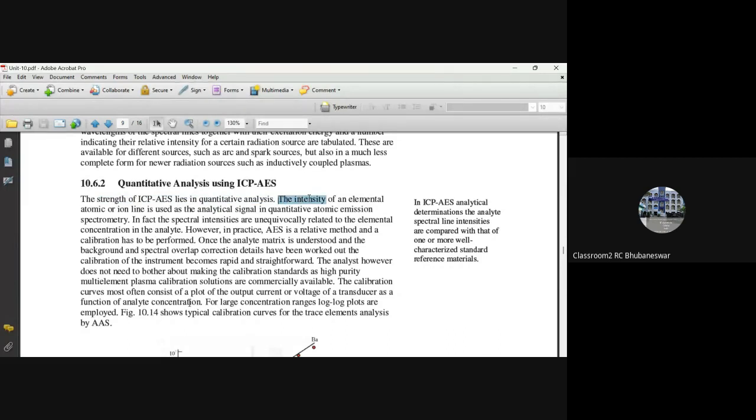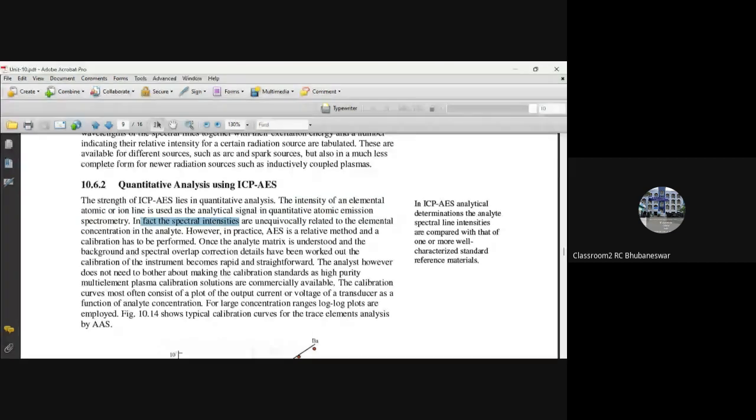So the intensity of an elemental atomic or ion lines is used as the analytical signal in quantitative atomic emission spectrometry. So in fact, the spectral intensities are, some noise is coming there.